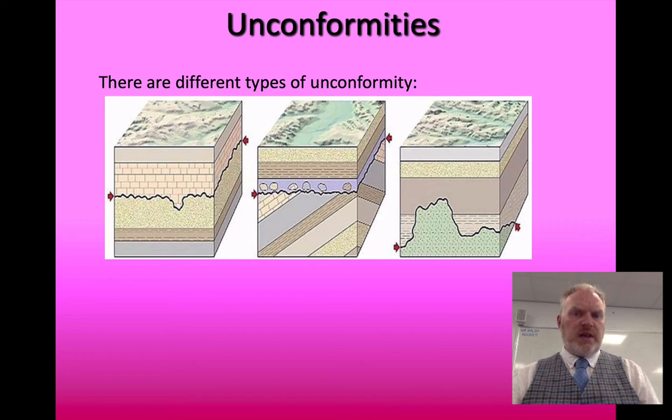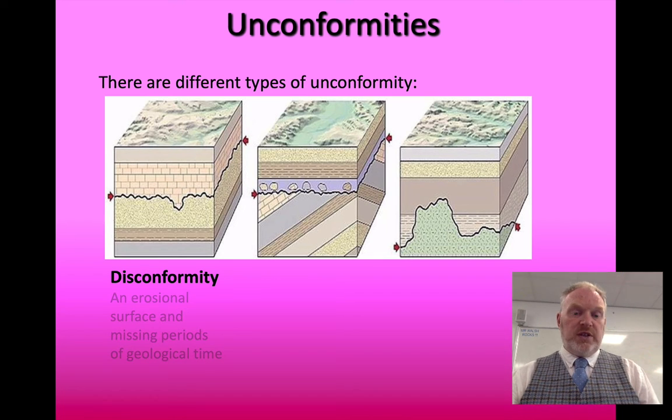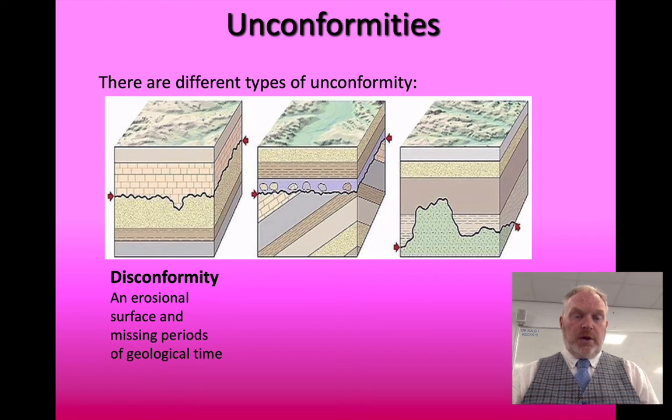These are the three main types of unconformity. The first we call a disconformity. We might find an erosional surface. You can see there's an irregular surface there shown on that block diagram. And there are missing periods of geological time. Now it's quite a subtle one, that, and perhaps one we're unlikely to come across at GCSE.